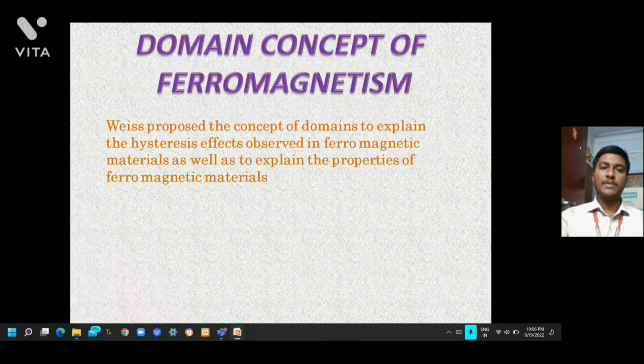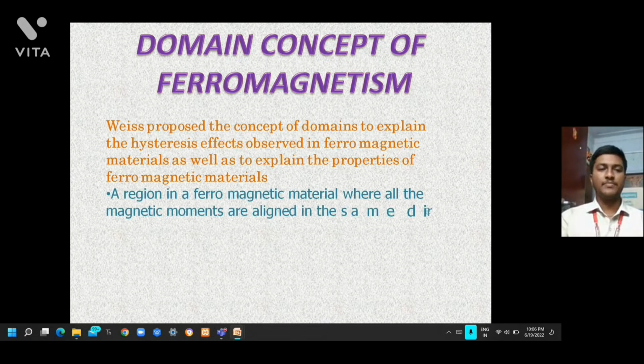Firstly, we propose the concept of domains to explain the hysteresis effects observed in ferromagnetic materials as well as to explain the properties of ferromagnetic materials. Weiss is a scientist who proposed the concept of domains to explain the hysteresis effects observed in ferromagnetic materials and to explain their properties.